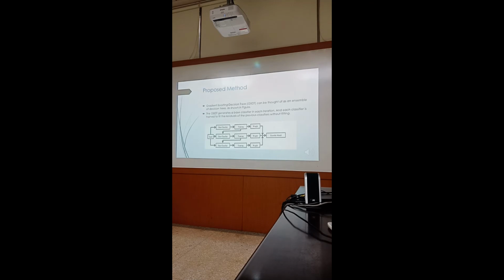In this slide there is the proposed method. In this paper they used a gradient boosting decision tree, which can be thought of as an ensemble of decision trees. As you can see in the image, they input the value and base classifier, then train, and calculate the weight. After that, the ensemble method is used. The GBDT generates a base classifier in each iteration, and each classifier is trained to fit the error of the previous classifier.